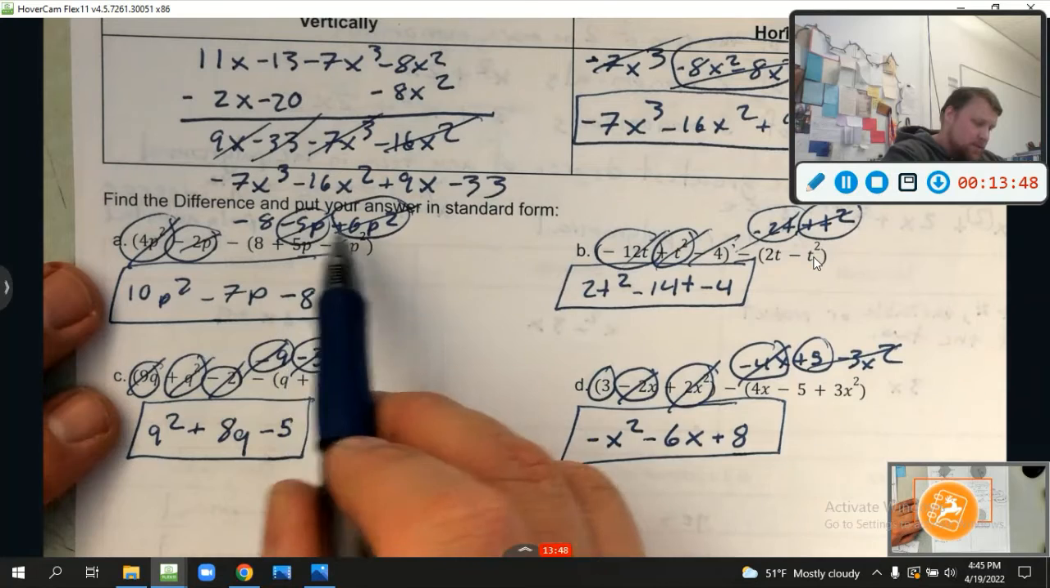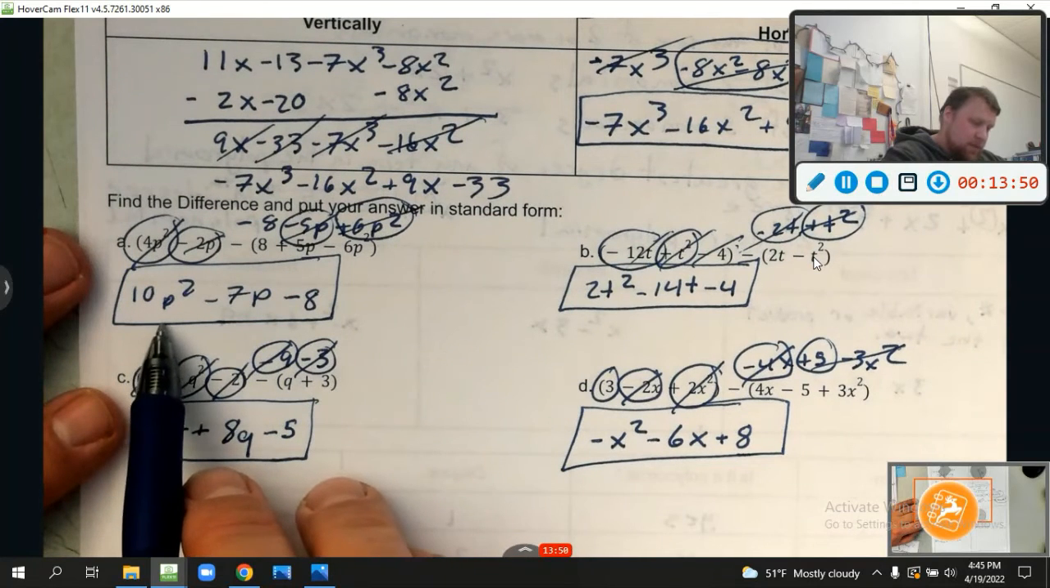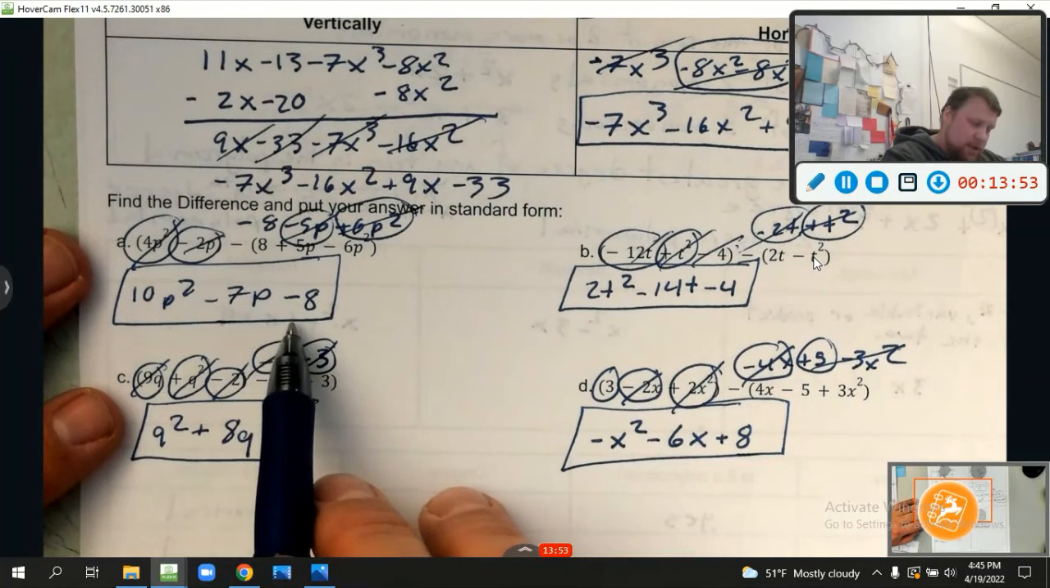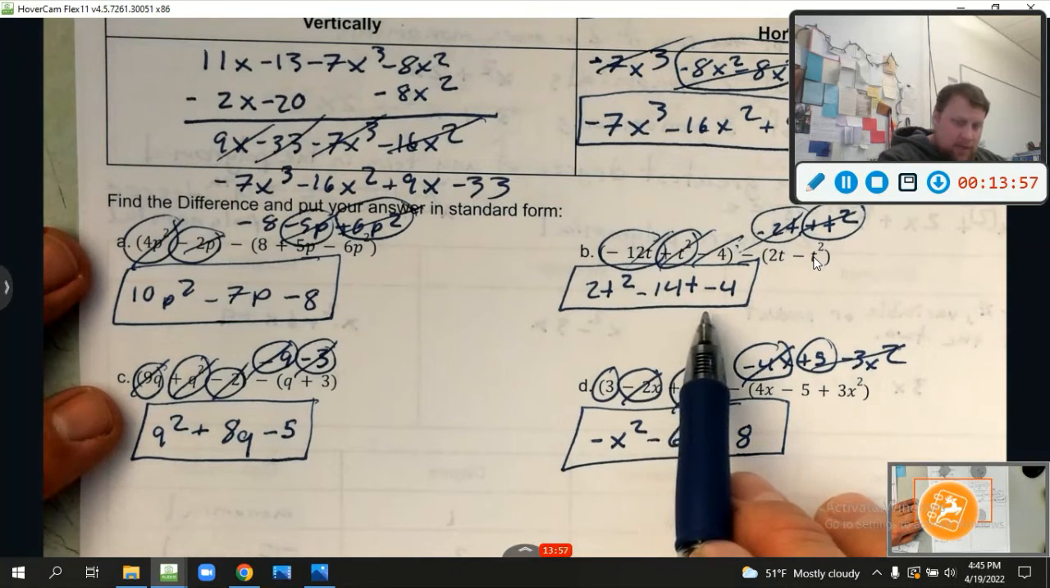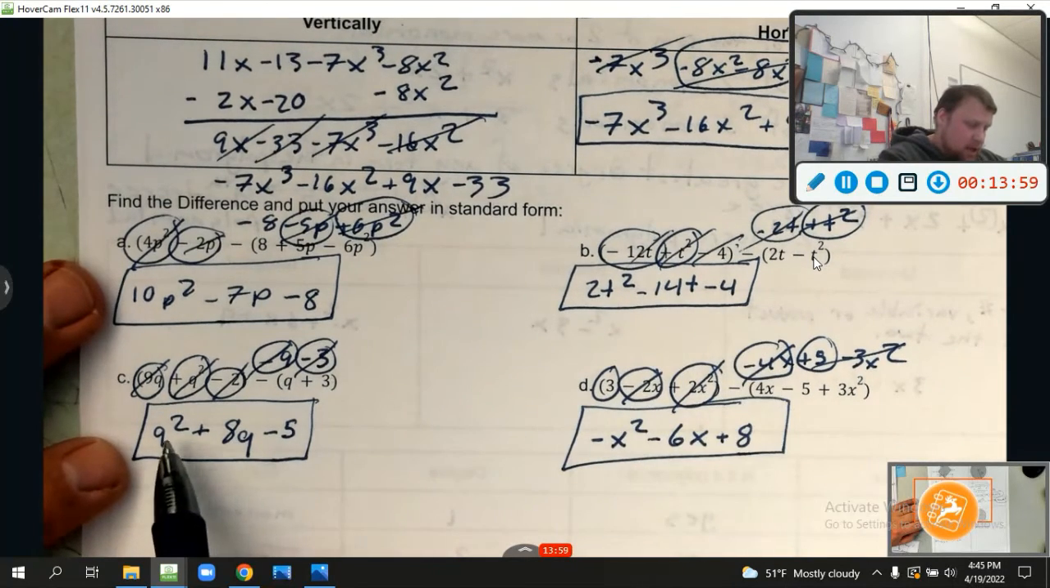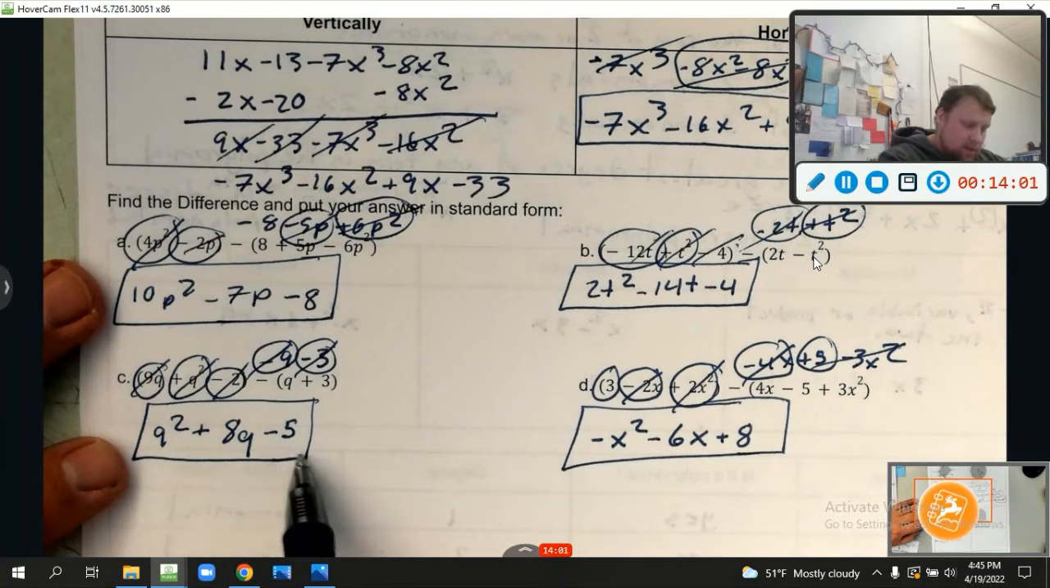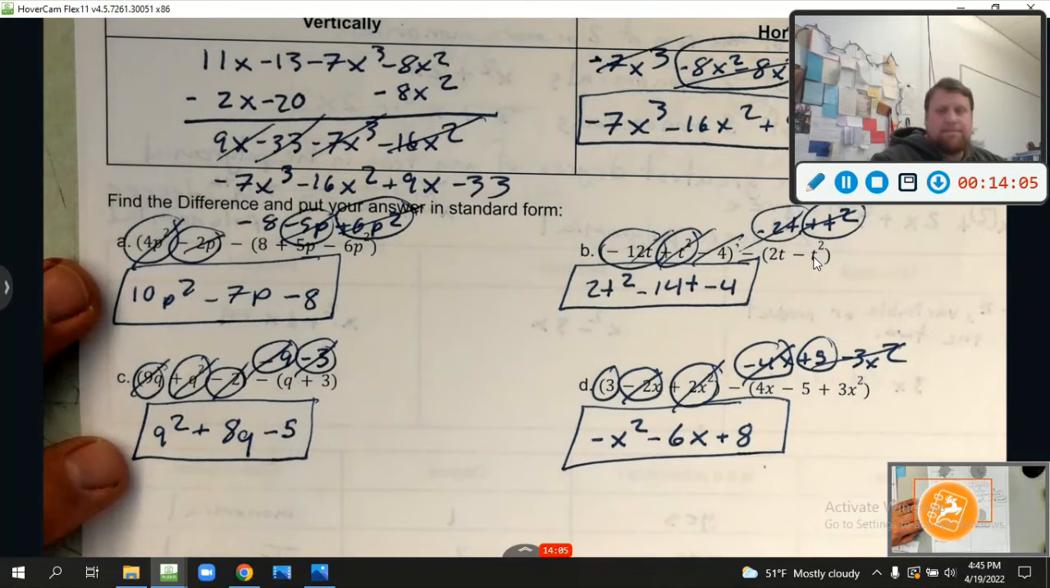Well, when I subtract all that, I'm just going to end up with 10p squared minus 7p minus 8. On B, should be 2t squared minus 14t minus 4. And C is q squared plus 8q minus 5. And last is D, negative x squared minus 6x plus 8.